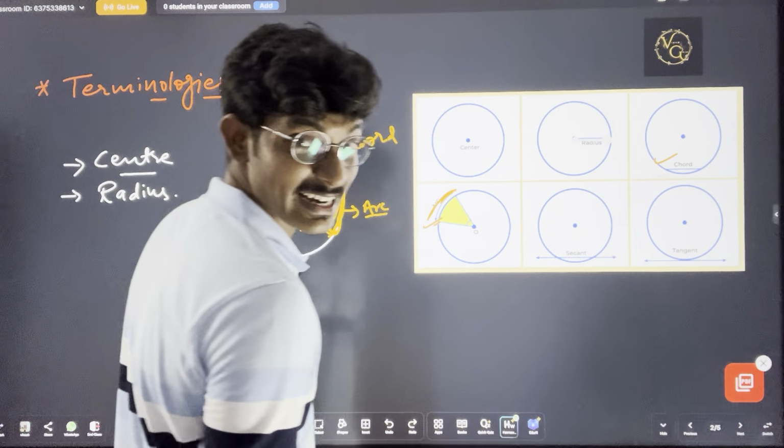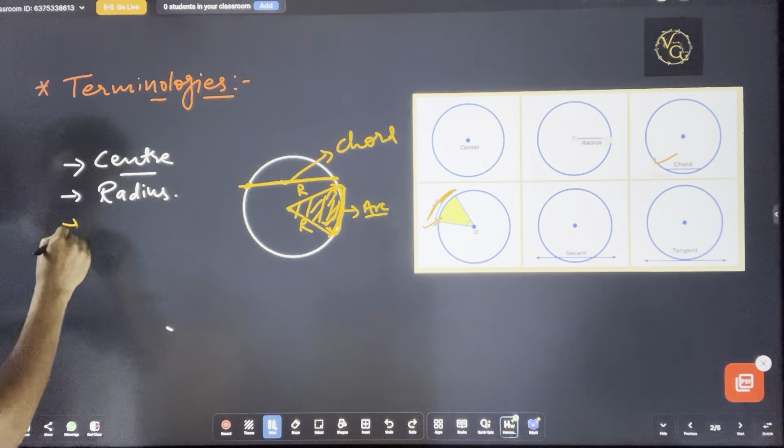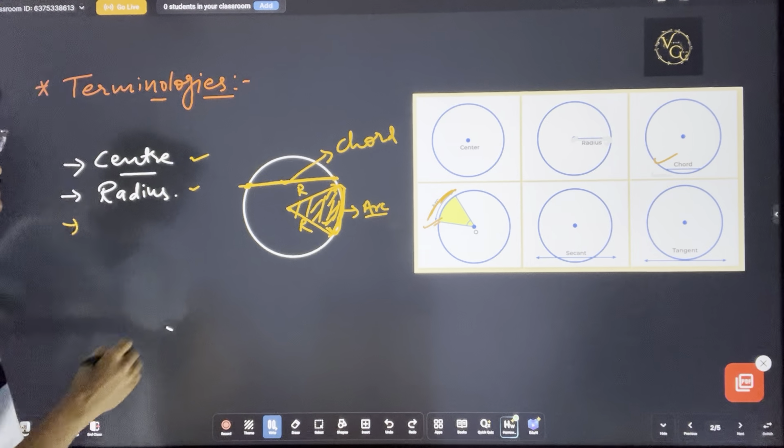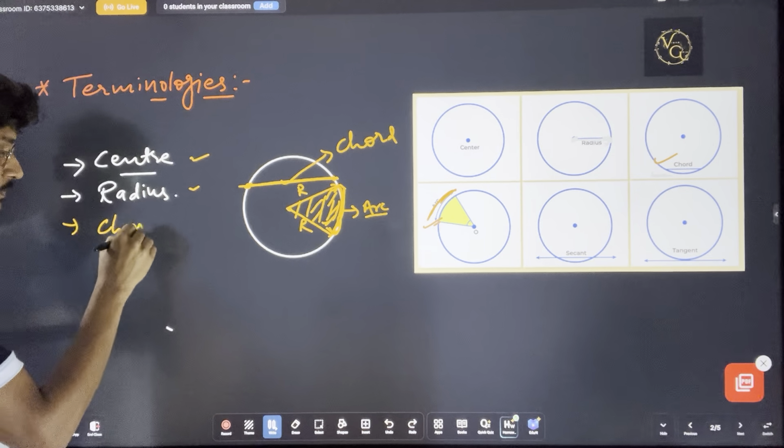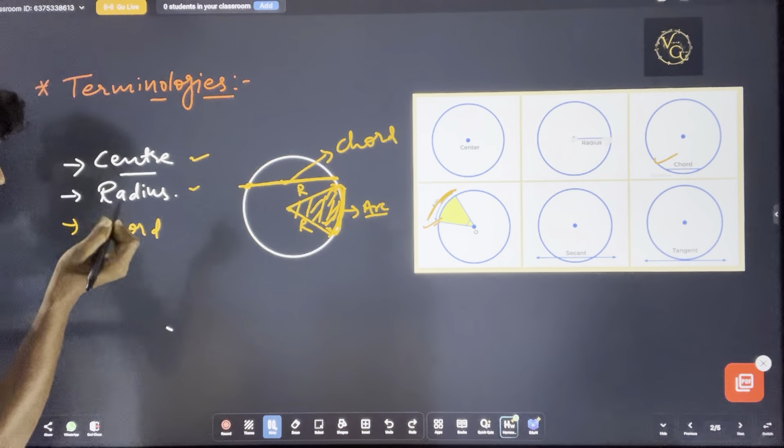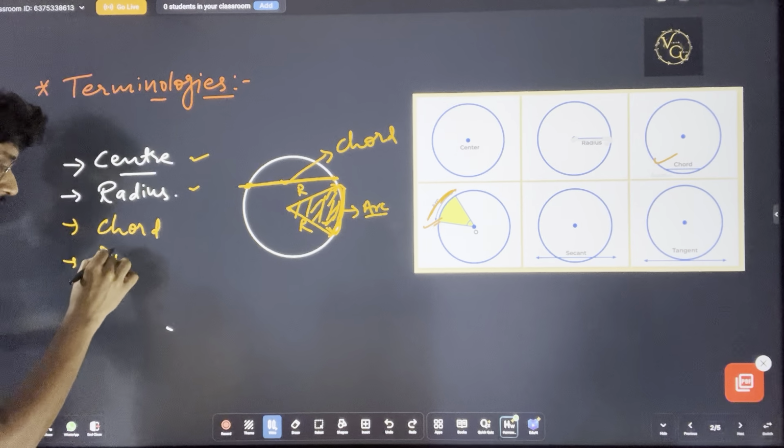Now we have secant line, okay. So we have understood the center, we have understood the radius, we have understood the chord, okay. There is also one thing, diameter.